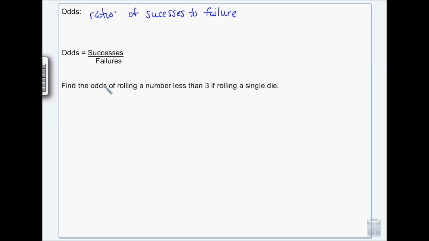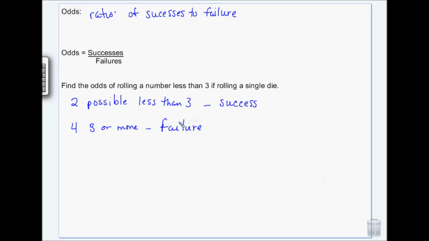So the odds of rolling a number less than 3, if we take one single die and we roll it. Well, what numbers are less than 3? 2 and 1. Right, so there's 2 possible less than 3. So those are my successes. And then there are 4 that are 3 or more. And if I roll a 3 or more, that's a failure. So my odds are 2 to 4 or 1 to 2.